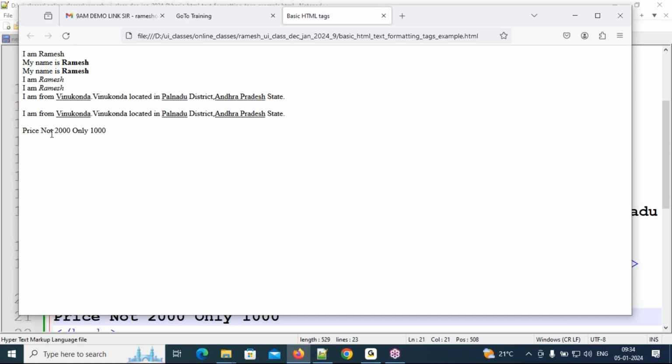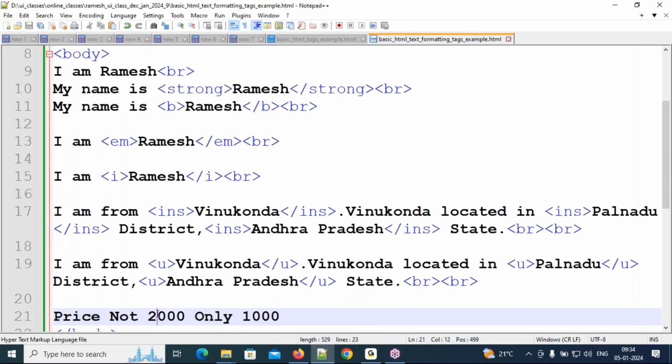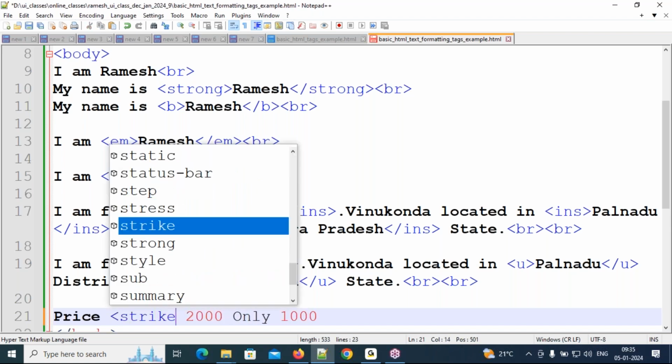Understand, everybody? Without writing like that, whenever the user sees it, he should understand automatically. I don't write not 2000, only 1000, but whenever he sees it, he should understand. For that purpose, what should I do? I need to tell that this 2000 is invalid. How can I tell it is invalid? For example, you are writing notes and there is a mistake, that means it is invalid. So how can you differentiate that? By striking through it. In the same way here also, keep this in the strike tag.